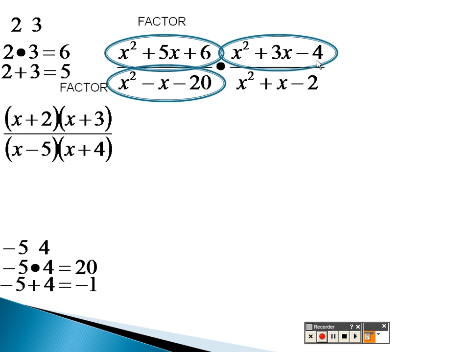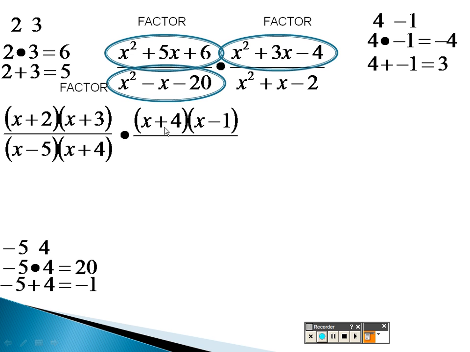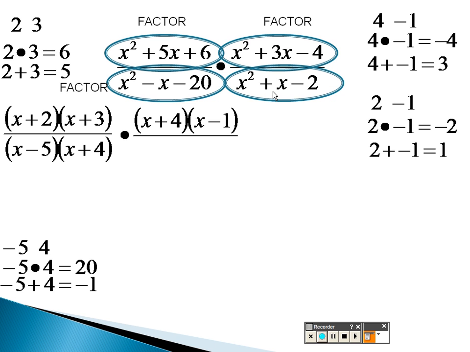Then on to this one. What two numbers multiply to give you negative 4 that add to give you 3? Negative 1 and 4, right? 4 times negative 1 is negative 4. 4 plus negative 1 is 3. So I end up getting x plus 4 and x minus 1. And the last one, the bottom there, what two numbers multiply to give you negative 2 that add to give you 1? 2 and negative 1. Because 2 times negative 1 is negative 2. And 2 plus negative 1 is that 1 there. So when I substitute those in, I get an x plus 2 and an x minus 1.